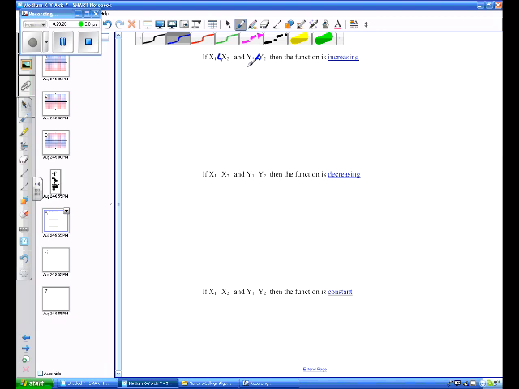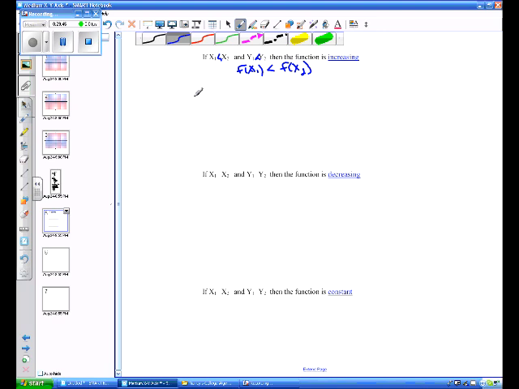Now remember, another way we can put y sub 1 would actually be f of x sub 1. It's the y value that goes with x sub 1. And y sub 2 would be f of x sub 2. And sometimes you'll see it written this way.